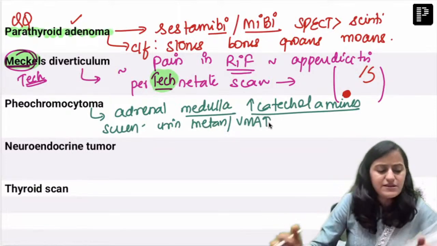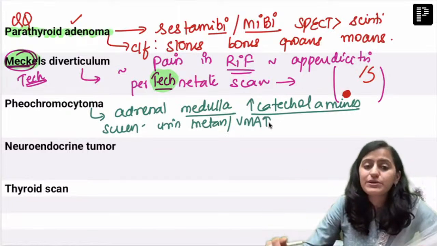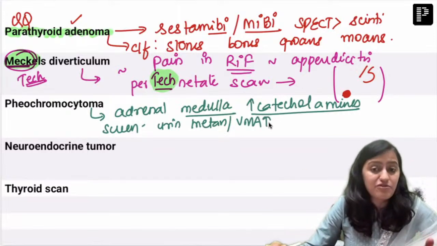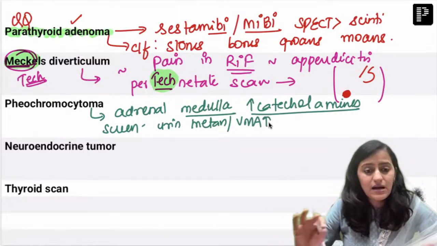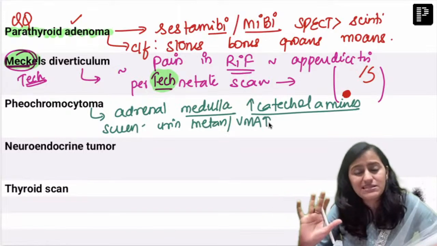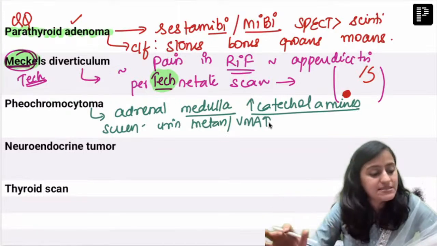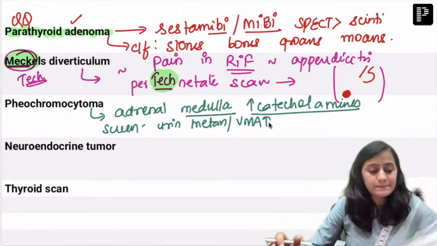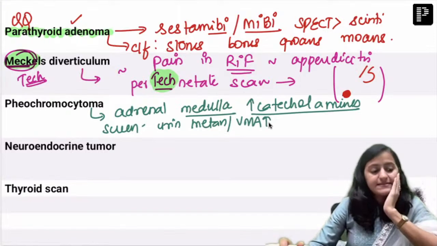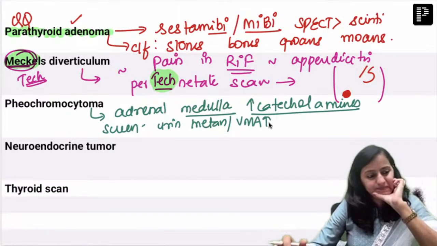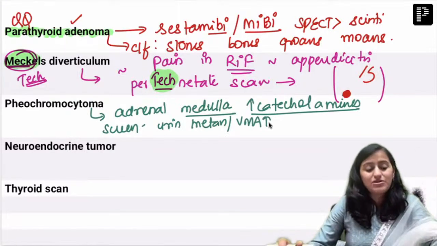Does pheochromocytoma always occur in the adrenal medulla, or can it occur anywhere else apart from the adrenal? Are all the pheochromocytomas in the adrenal medulla itself? Yes or no? No. There can be extra-adrenal as well.